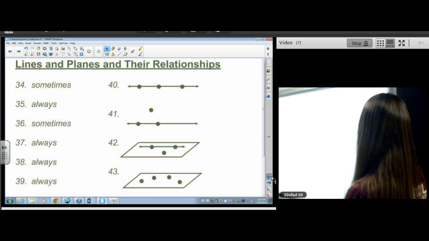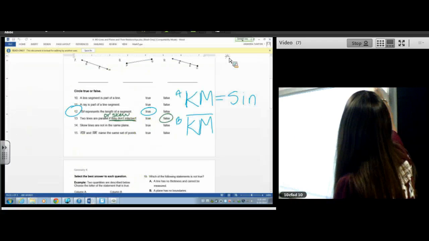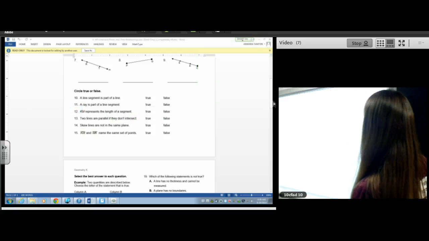Next one you asked about, example, and then 34. Okay. Do you write on top of it, or do you capture it?